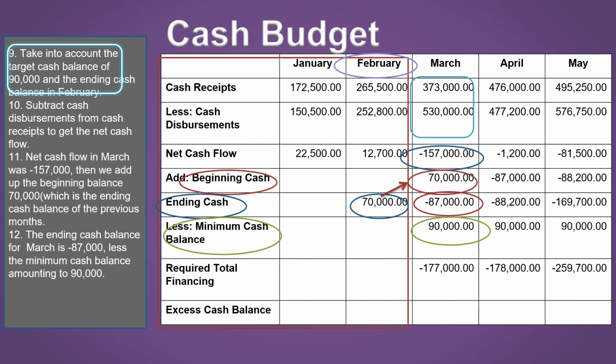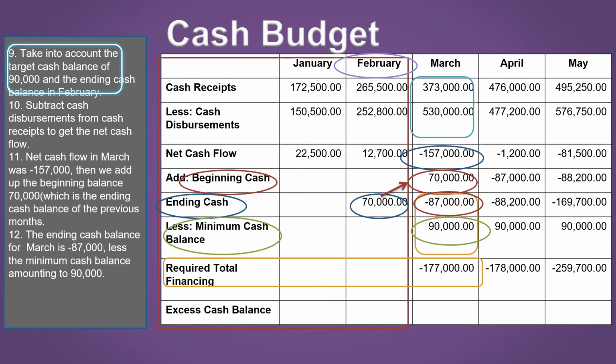So after deducting the minimum cash balance from your ending cash balance, you'll be able to identify if you have a required total financing or excess cash balance. So in this situation, it will be ending cash balance less minimum cash balance. The result is negative 177,000.